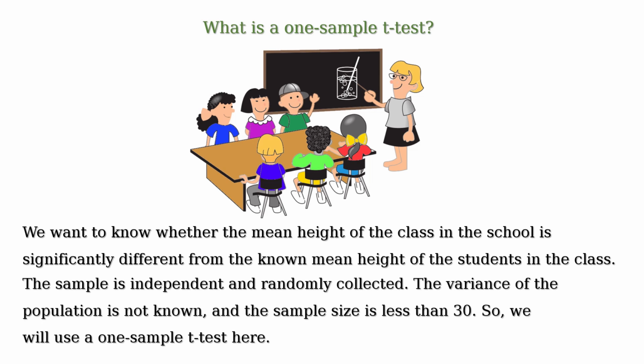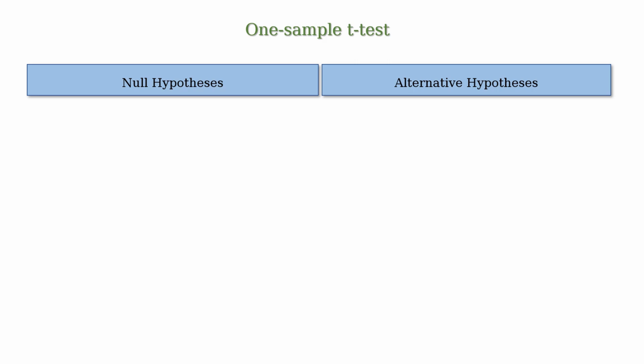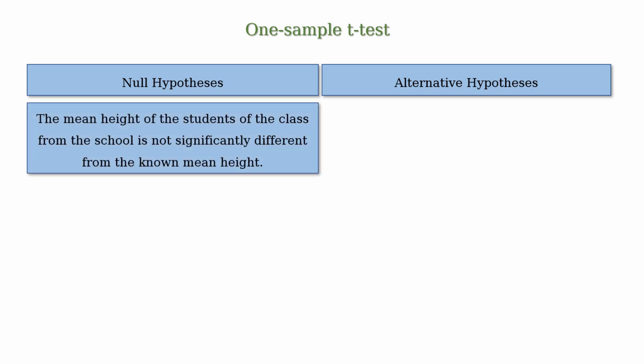Let's state our null hypothesis and the alternative hypothesis. The null hypothesis is that the mean height of the students of the class from the school is not significantly different from the known mean height. In other words, mu is equal to mu0.